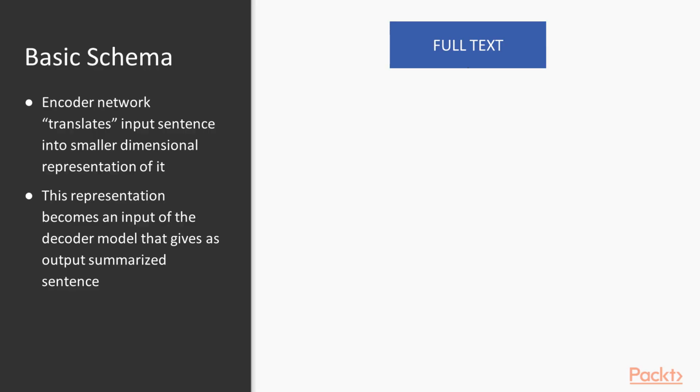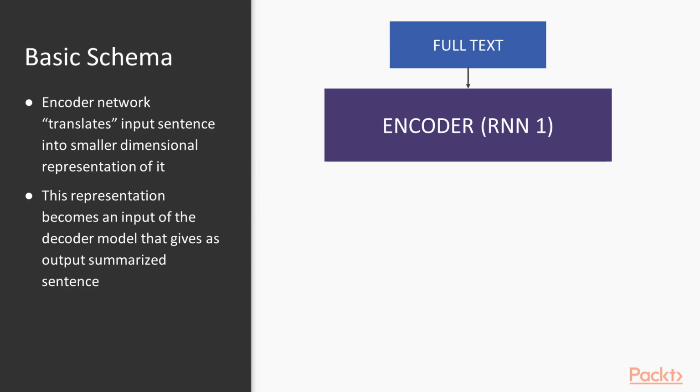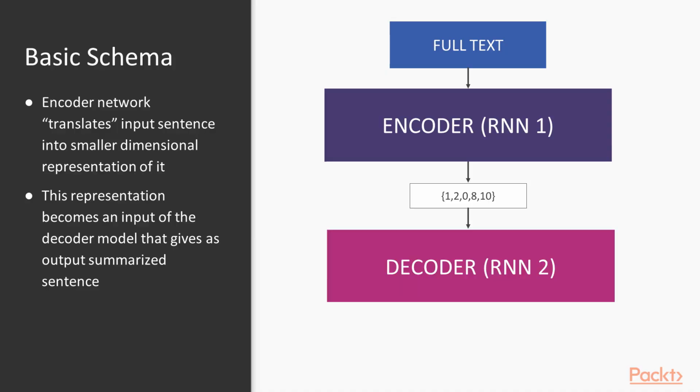So, let's quickly remind ourselves of the schema. We have an encoder network that translates the input sentence into a smaller dimension representation of it. Again, remember the embedding layers. This representation, which is the output of the encoder, becomes the input of the decoder model that gives as output the summarized sentence. So we have full text, encoder, representation, decoder, and finally summary.